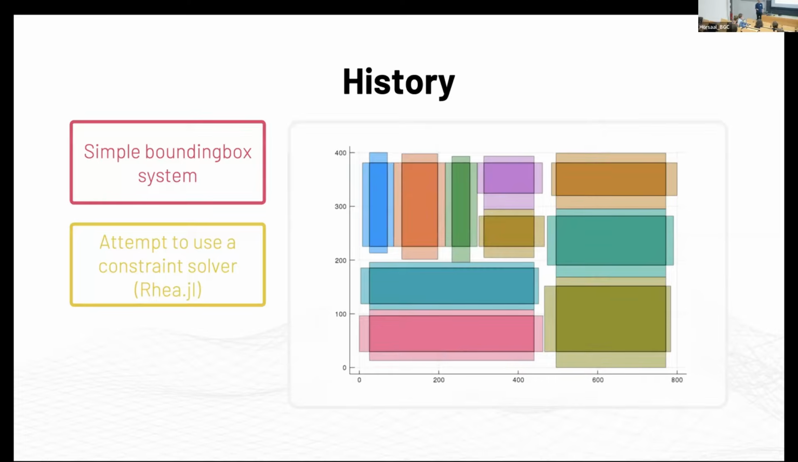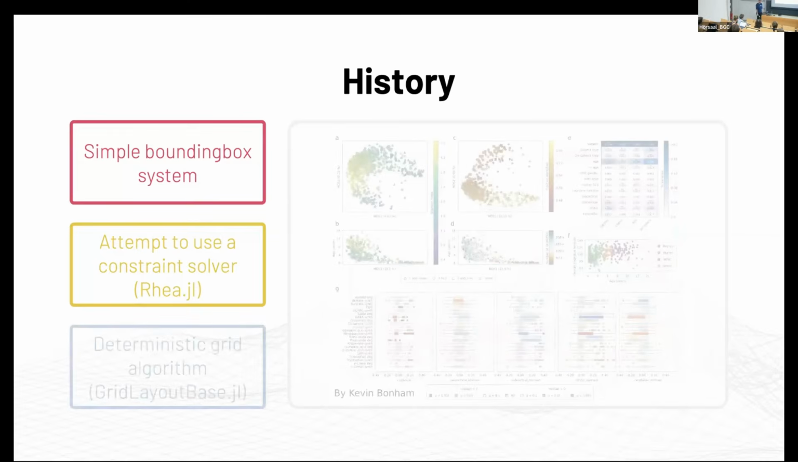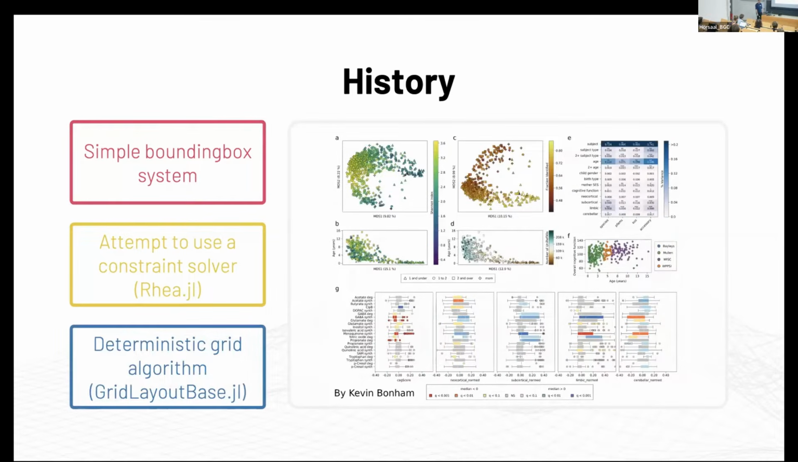And then I thought, okay, actually, most of the problem doesn't really call for an optimization procedure, but it can really be deterministically solved, just computed where everything is supposed to be if you give a couple of specifications. And that was then the idea behind this grid algorithm in GridLayoutBase, how it's now. Or at first it was called Makie layout, and then it was split out into its own package.